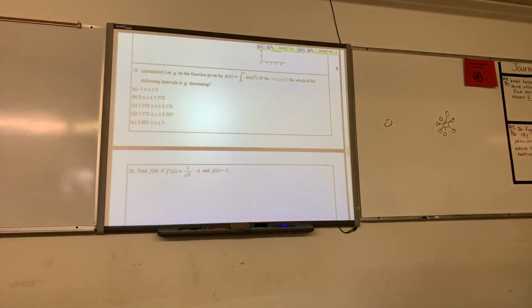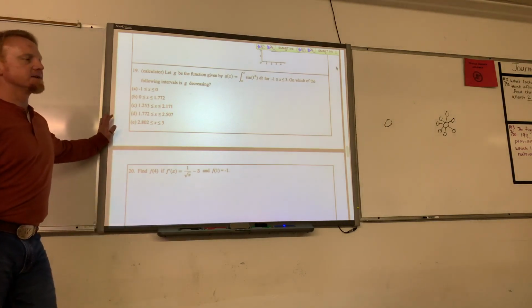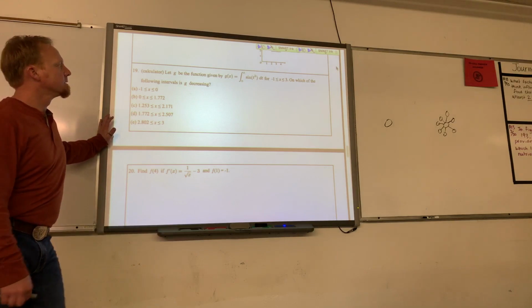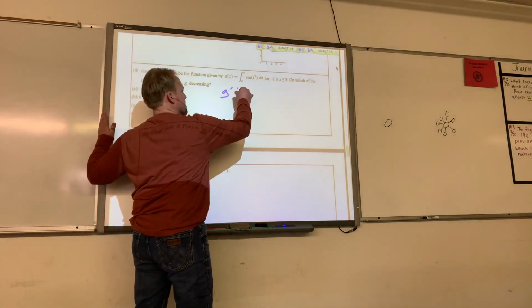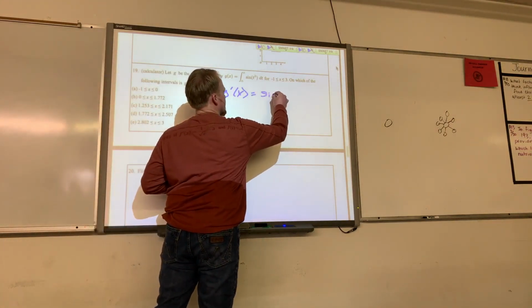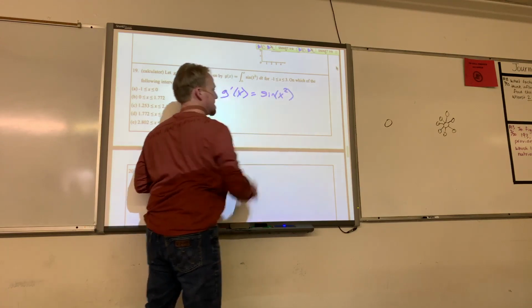Do you do the second FTC? You do the second FTC. So you change it to sine x squared? Yeah. So we understand that g prime of x is equal to sine of x squared.